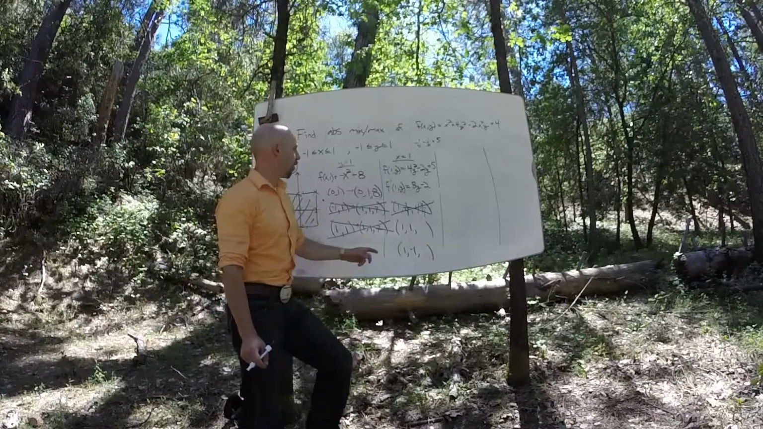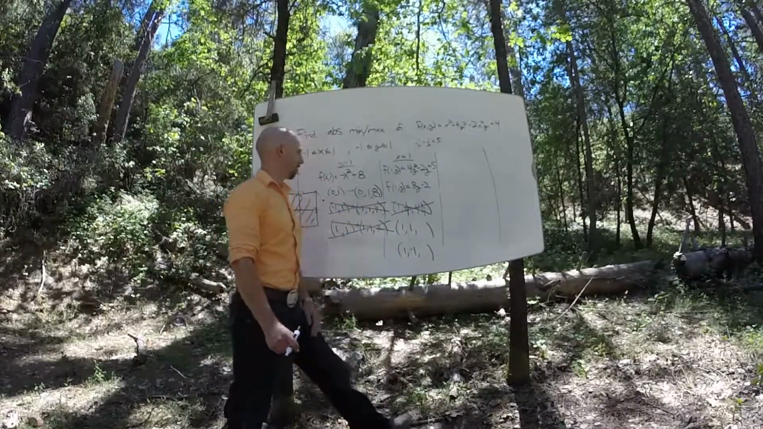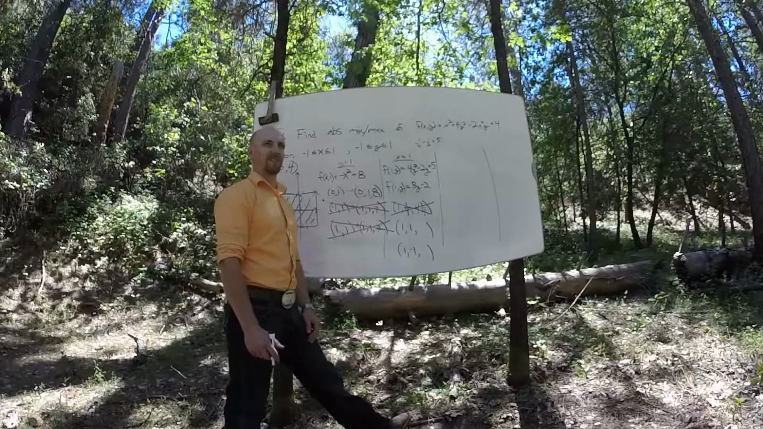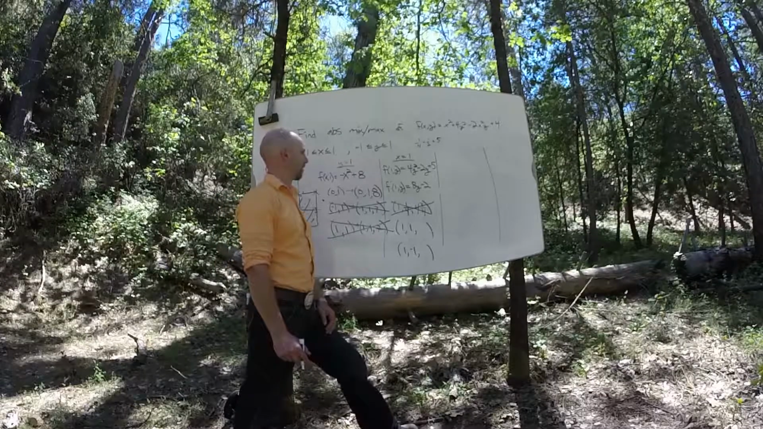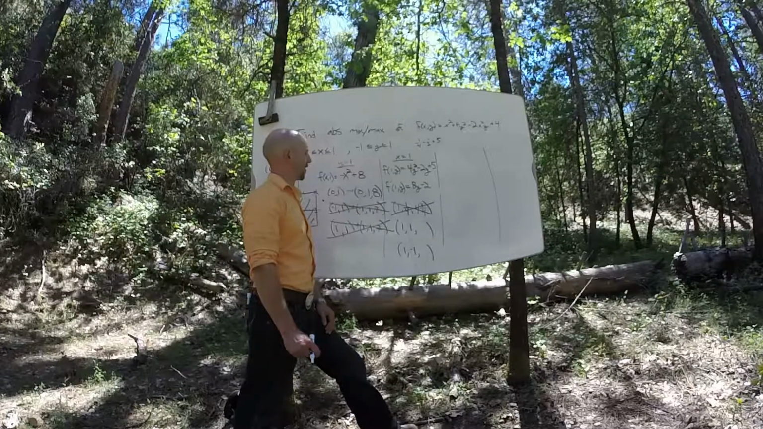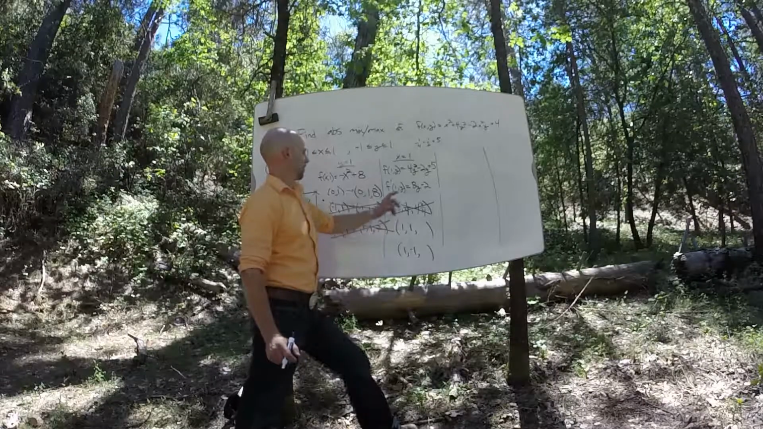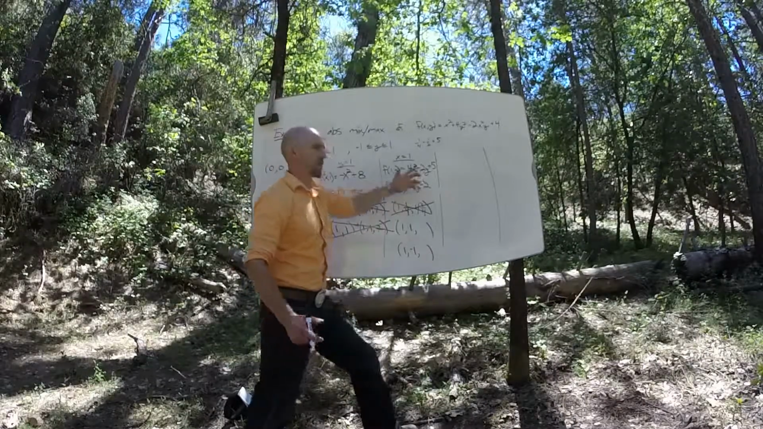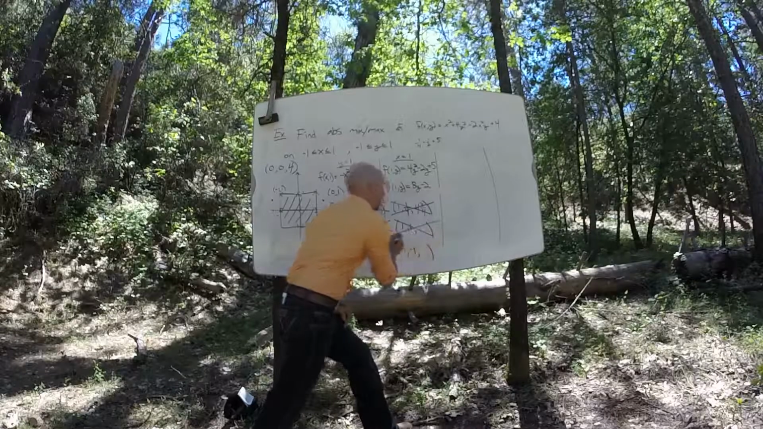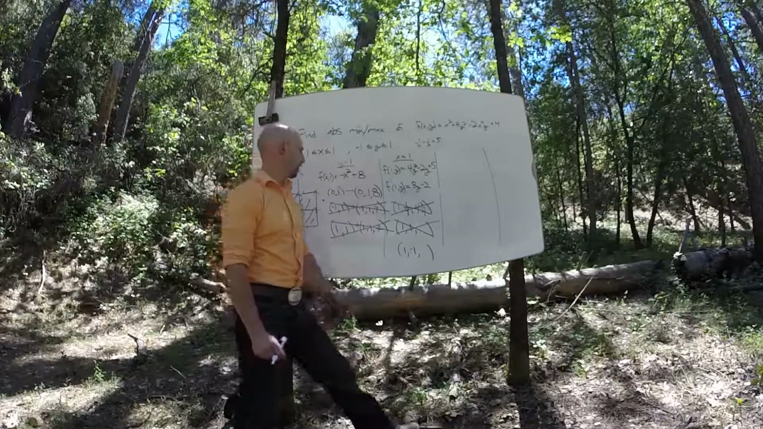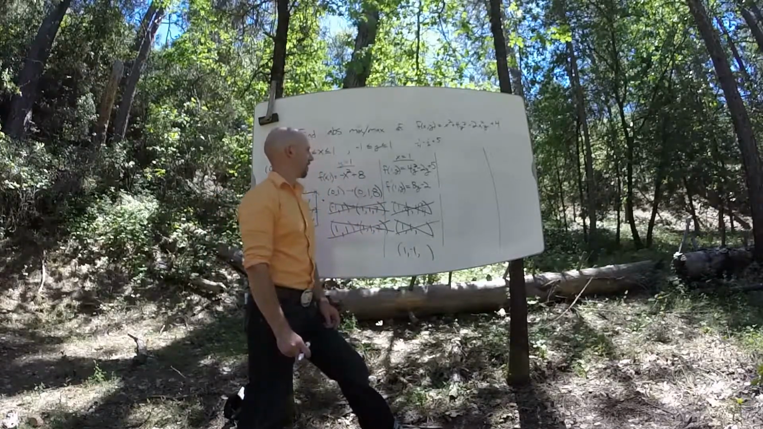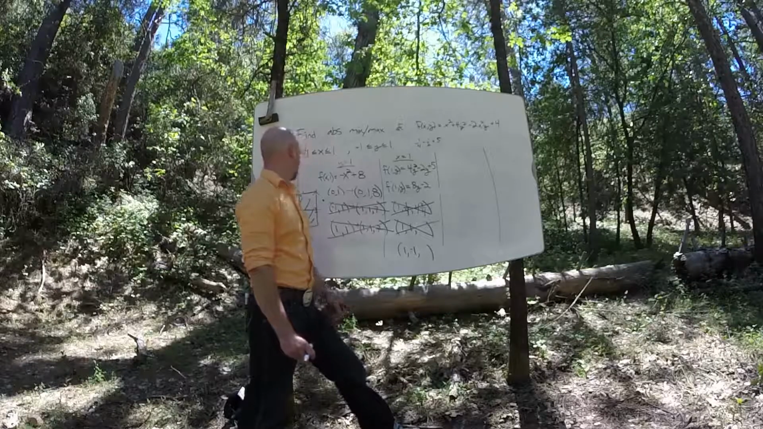When I plug 1 and 1 in, what do I get out? 1 plus 4 minus 2 is 3, plus 4, so 7. Don't care. Same idea for our corners. They're going to be the same, or one corner's going to be the same.